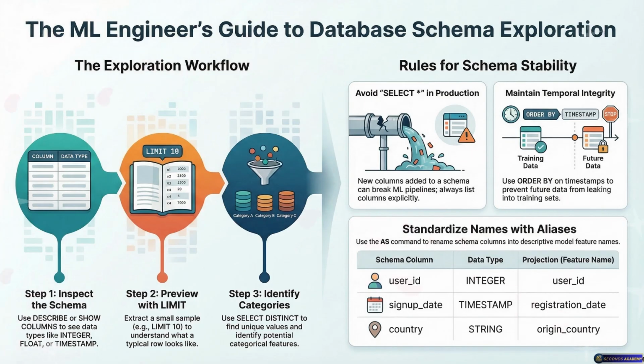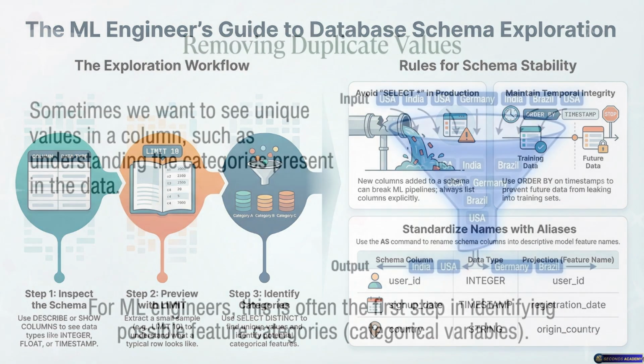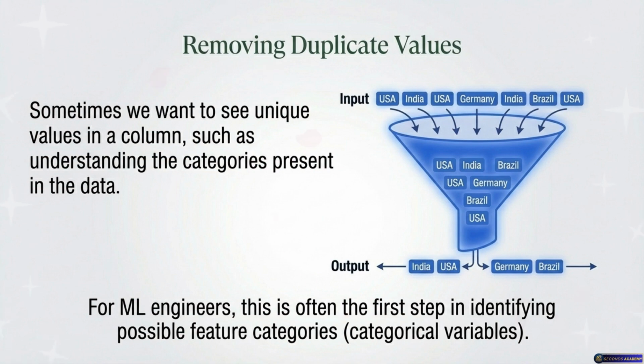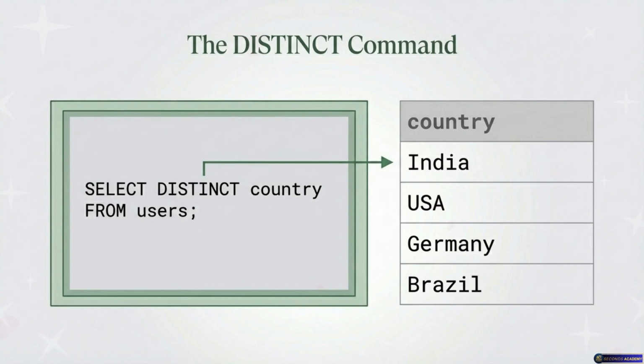Exactly. And I really need to know that because I can't design my model's architecture based on a random guess, which means I need a way to scan the entire column and extract only the unique, diverse variations of the data without pulling down all the duplicates. This brings us to a massively important tool in the SQL arsenal, the distinct keyword. It is designed specifically to solve the problem of unknown cardinality. Cardinality meaning? Meaning the number of unique elements in a set. Got it.